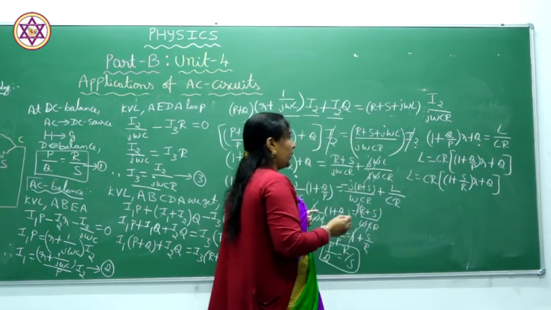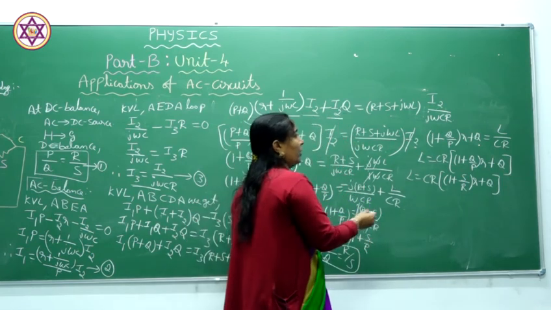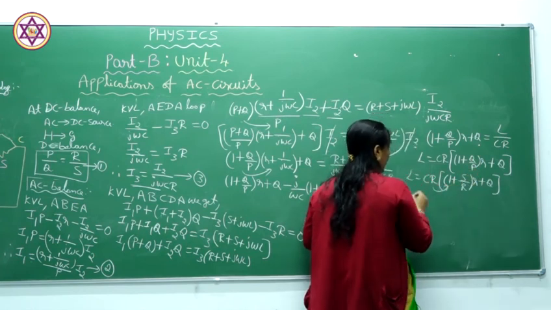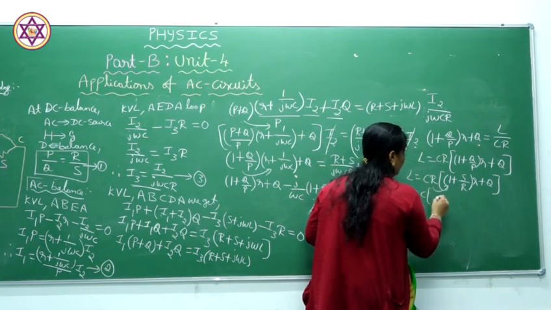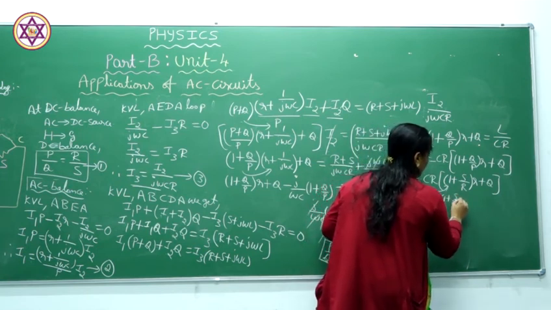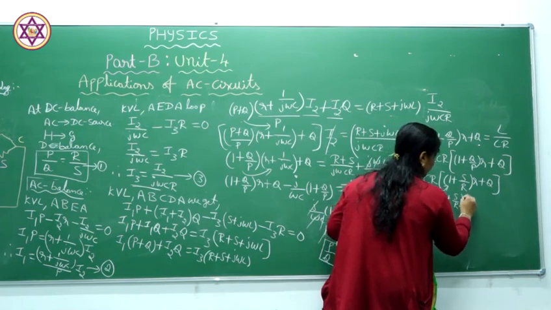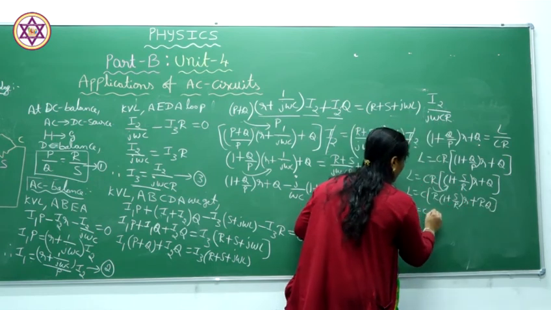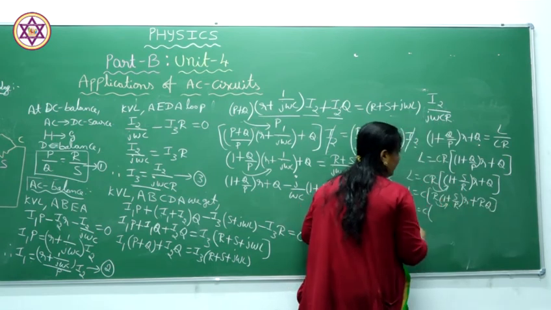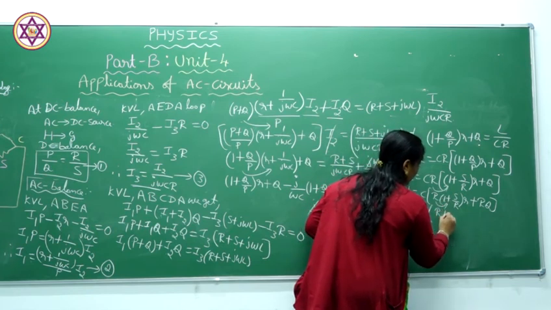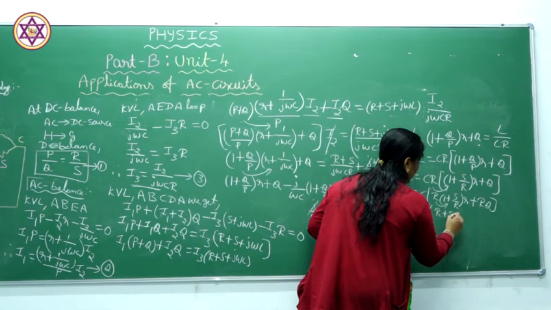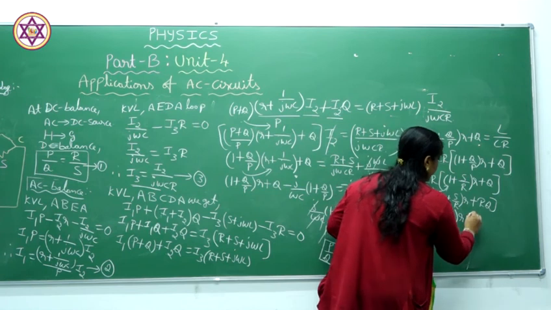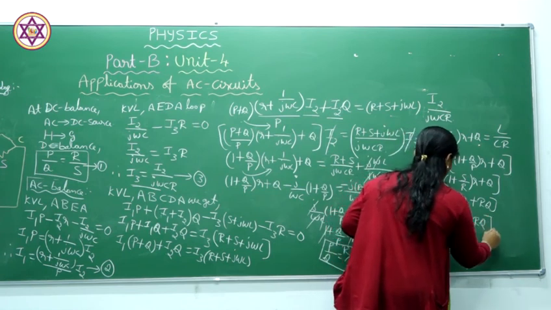How we get S by R? Q by P is nothing but S by R. So replace Q by P by S by R. Now we multiplied R within the bracket. What we get? L is equal to C into R into 1 plus S by R into small r plus Q. So L is equal to C into, take R within the bracket, we get R into 1 is R, R into S by R get cancelled, R plus S into small r plus R into Q.